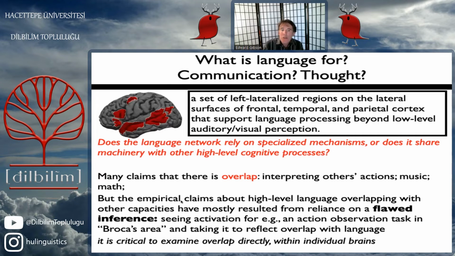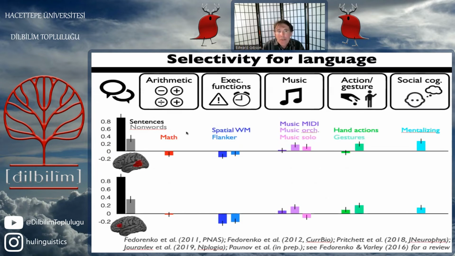So what you have to do to test this claim is examine the overlap directly within individual brains. We have to find my language network and see how it activates relative to some other task, like an arithmetic task. And that's what she's done for many, many tasks. Here are language activations for sentences versus non-words.